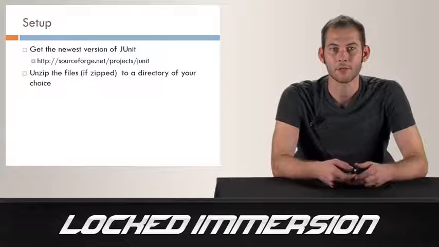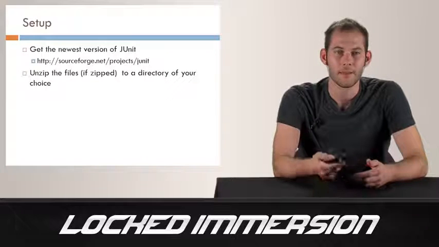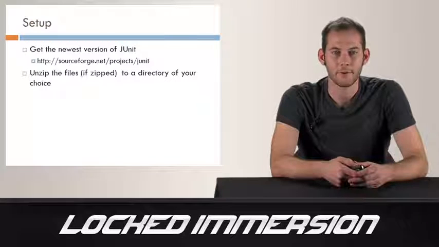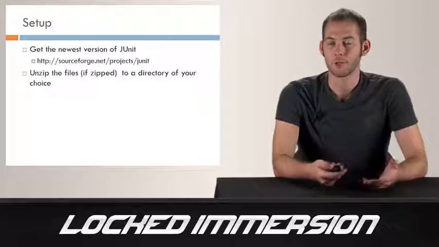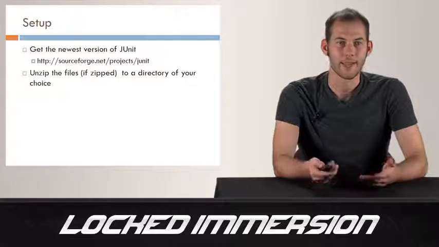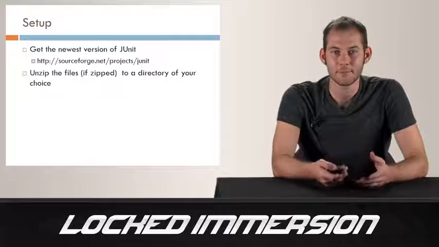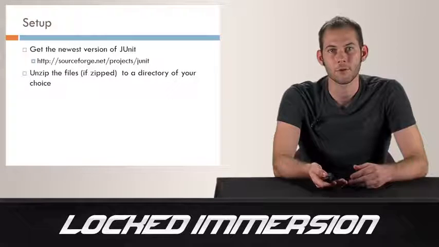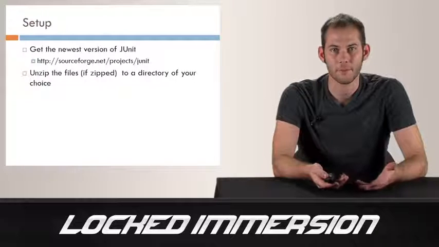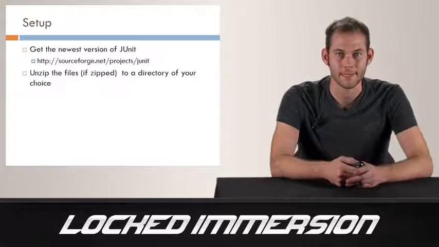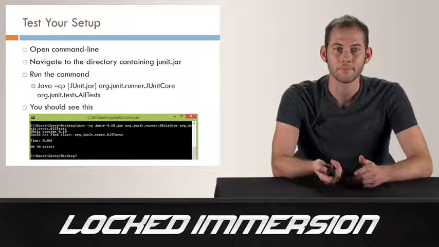To get set up, you're going to want to get the newest version of JUnit. I have a link there for SourceForge. Quick download, very quick. It should be downloaded in a zip file. Mine actually came out as a jar, even though the website said zip. If it is zipped, just unzip it to a directory of your choice, C drive, desktop, wherever you want to put it that you can remember where it is. If it's a jar file, that step's already done. Just put it where you want it.